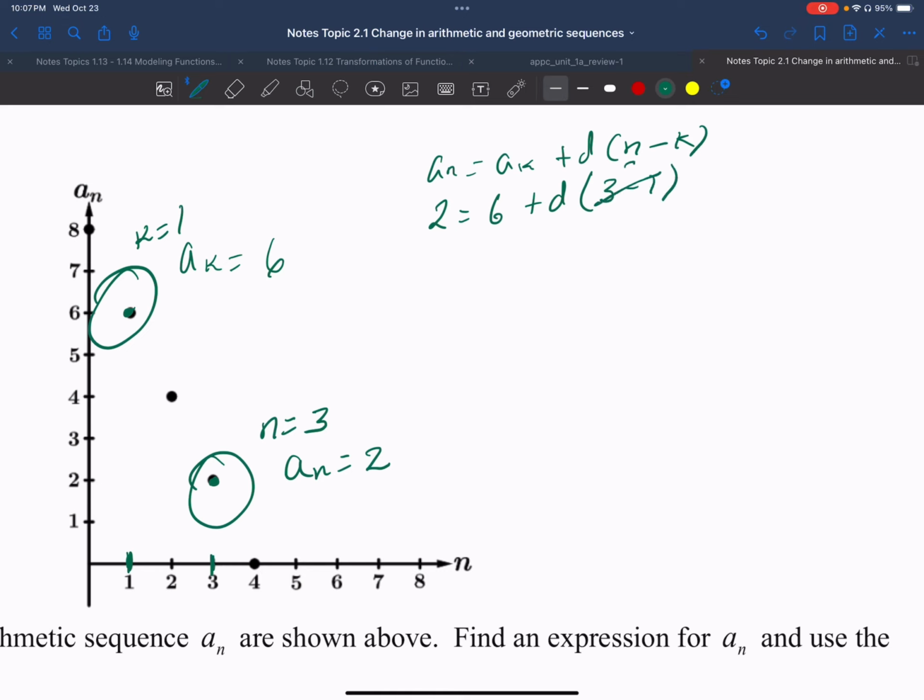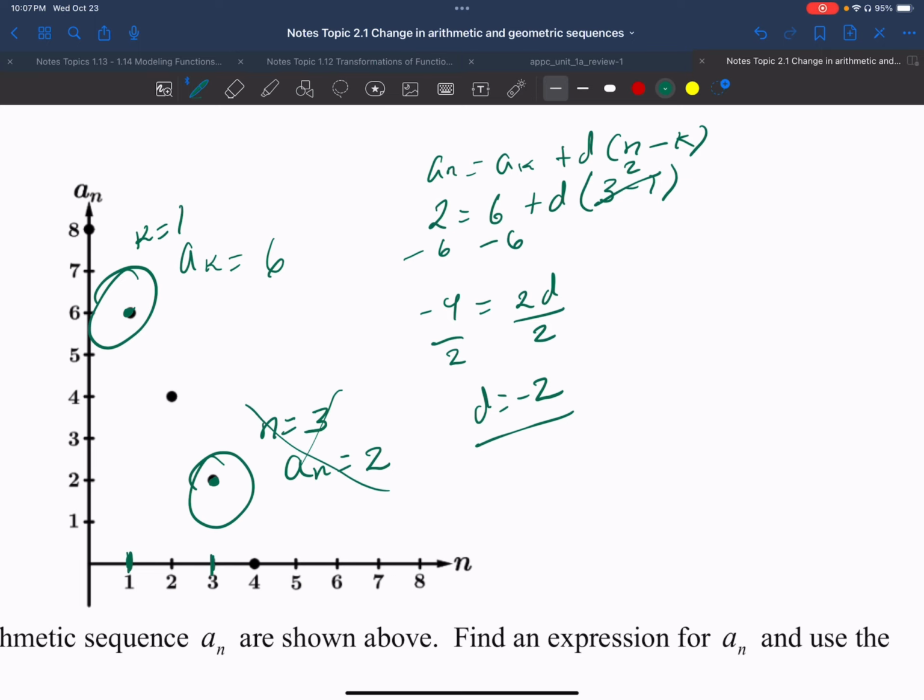So same thing as before, 3 minus 1 I know is 2. And then I'm left with 2 equals 6 plus 2d. Subtract 6 from both sides. I get -4 equals 2d. Divide both sides by 2. I get d equals -2 as my common difference.